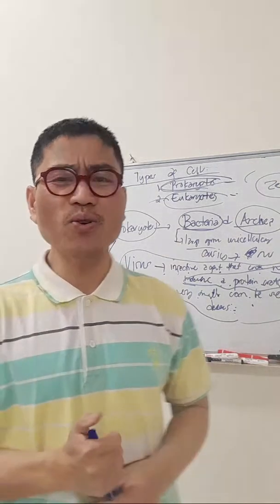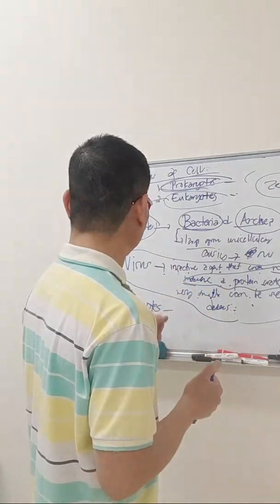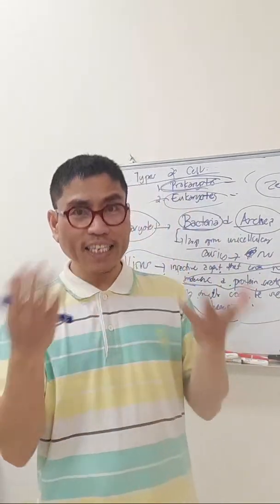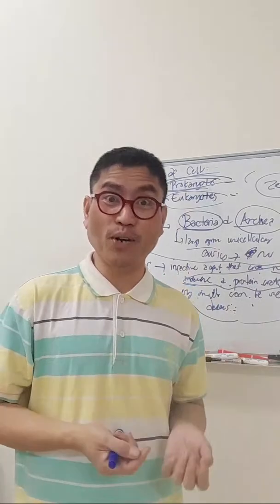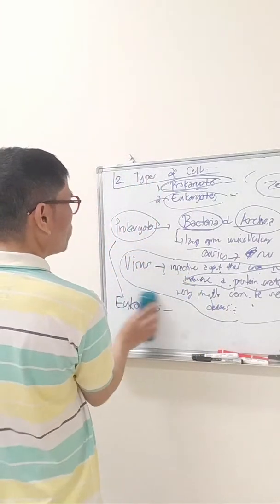Eukaryotes are the reverse of prokaryotes. These are living organisms that have a distinct nucleus, organelles, and a cell membrane, just like a human being. So that is eukaryotes.